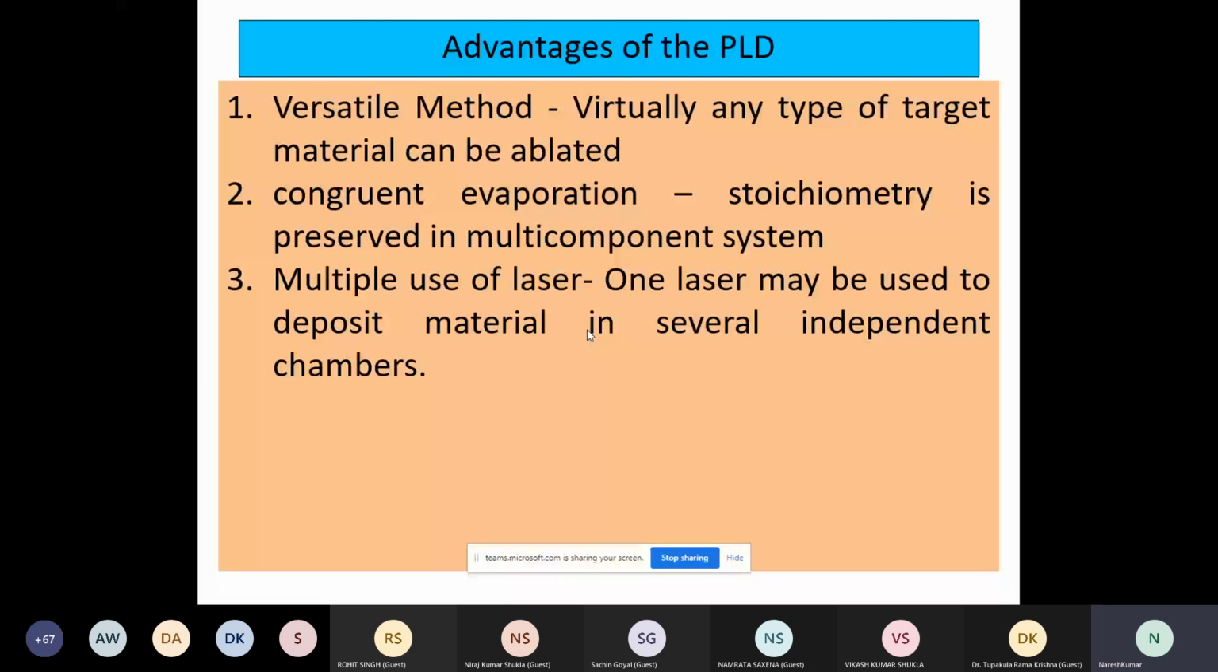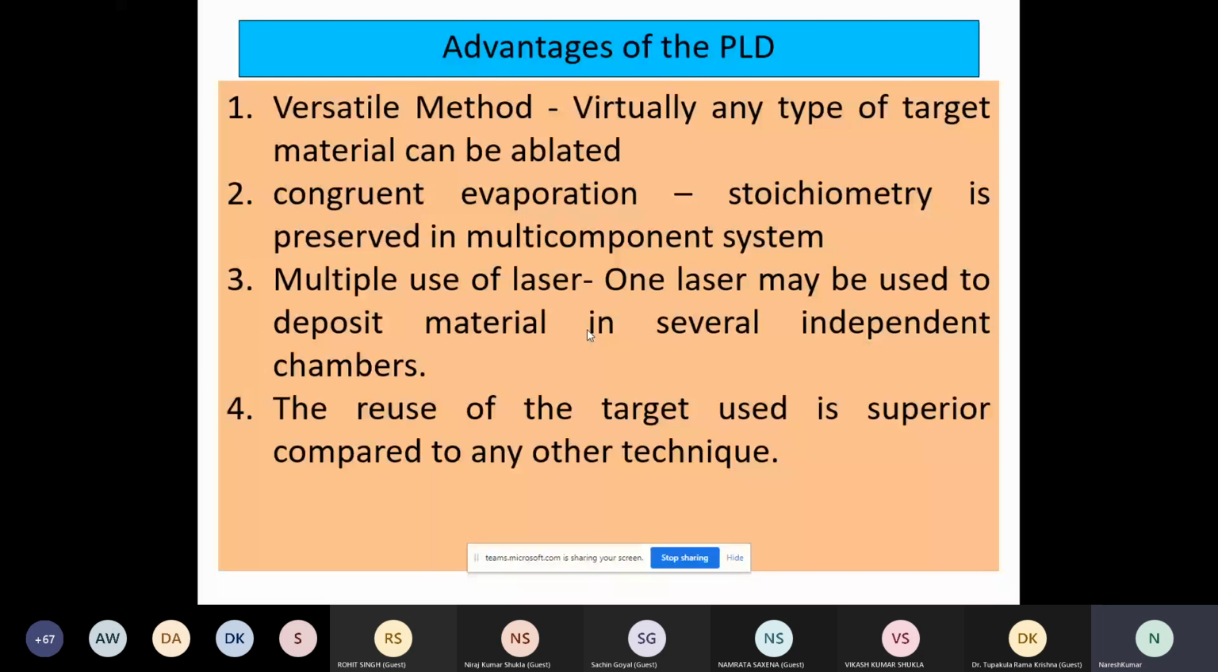And the next, I personally feel this to be a very important advantage because in PLD, the size of the target is not very big, about 15 mm or 1.5 centimeter in diameter.